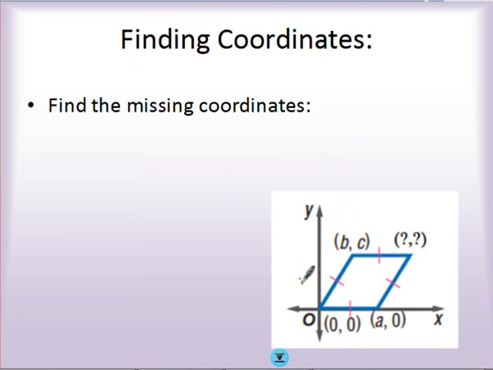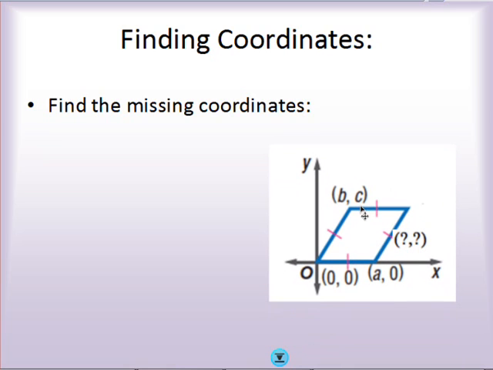So finding missing coordinates, we're going to use properties that we know, and then we're going to apply those properties to shapes on the coordinate plane. Okay. So here we have, this is (0, 0), obviously. This is a 0. So if we take a look here, what shape is this? Rhombus. Very good. So this distance here is a.